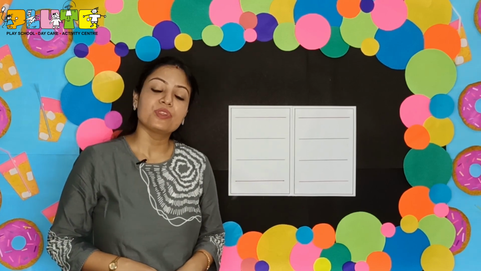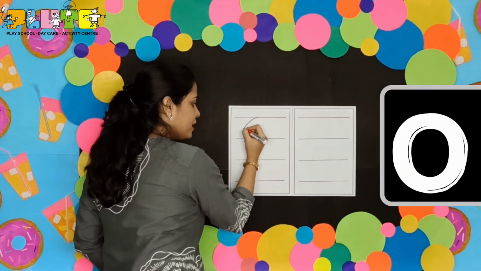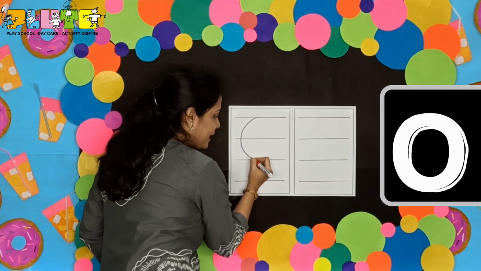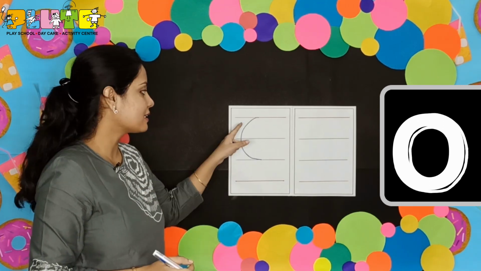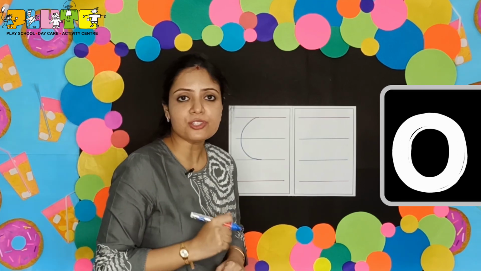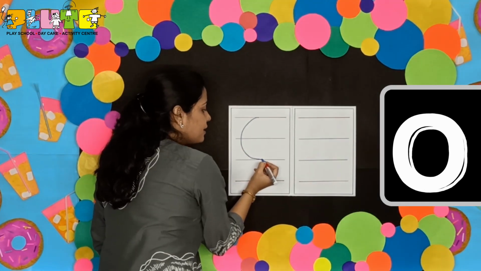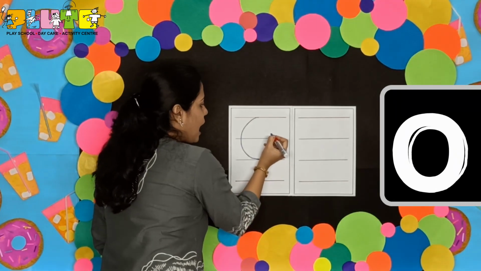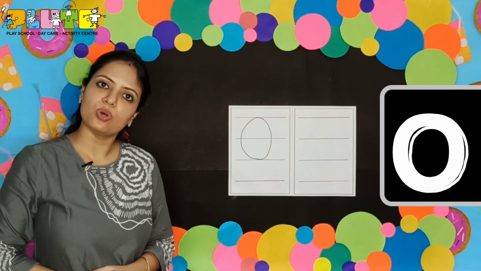Children, now I'll show you how to write the letter O. For writing O, we will start from the first line. I will draw a big curve from the first line, slowly go down till the third line, and I'll stop over here. Now tell me, which letter is this? Yes, this is C. But we are writing the letter O. So in order to make it O, we need to close the curve. So again I'll start from the third line and slowly go up till the first line. So children, look, this is our O.